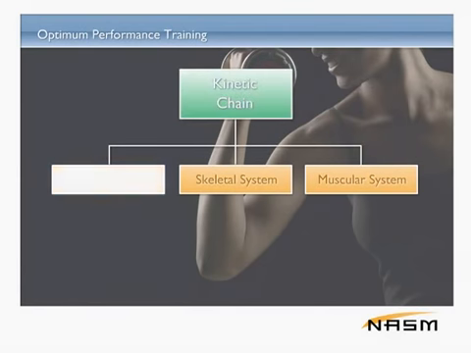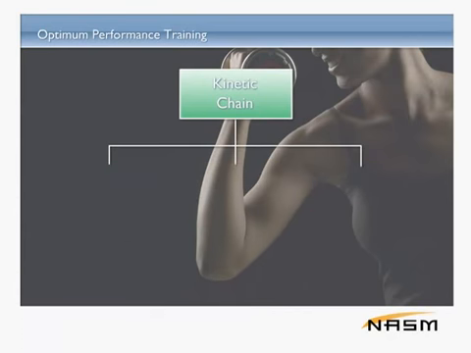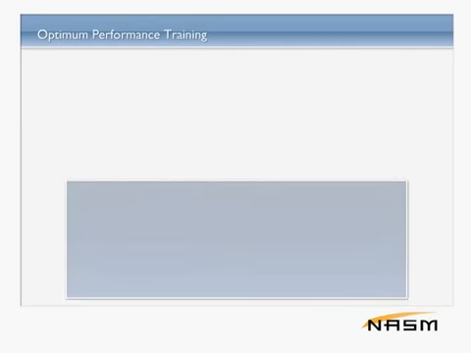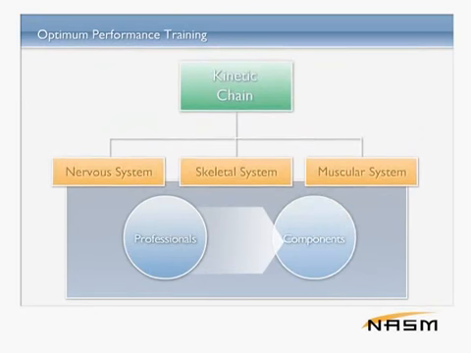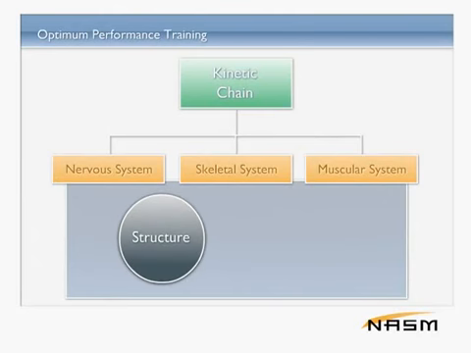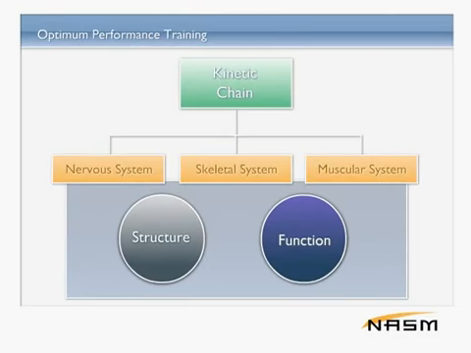All systems of the kinetic chain must work together to produce movement. If one system or component of the kinetic chain is not working properly, it will affect the other systems and ultimately affect movement. Therefore, it is imperative that the health and fitness professional fully understand all components of the kinetic chain and how they work together to construct efficient movement. To gain a complete understanding of the kinetic chain, it's necessary to look at the structure and function of each component.